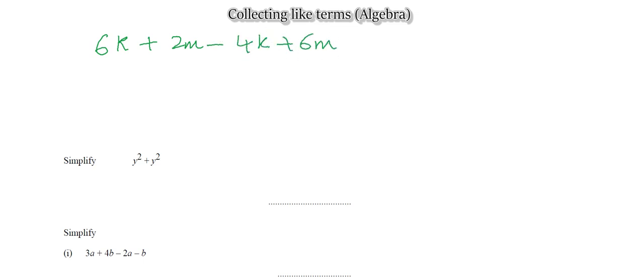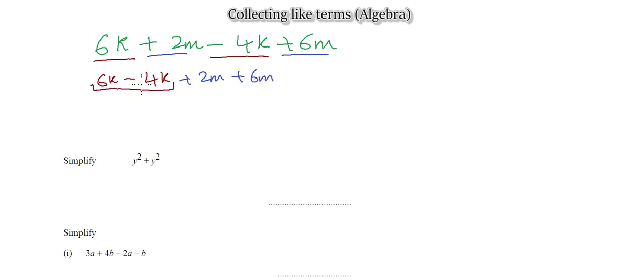In this question, I would again collect my like terms. I have 6k and then minus 4k, the minus goes with the 4k. So I can write them together, 6k minus 4k. On the other hand, I have 2m plus 6m. So I get my k's together, 6k minus 4k, that's 2k, plus 2m plus 6m, that's plus 8m. So I've got 2k plus 8m. Again, not mixing my terms, writing them separate.